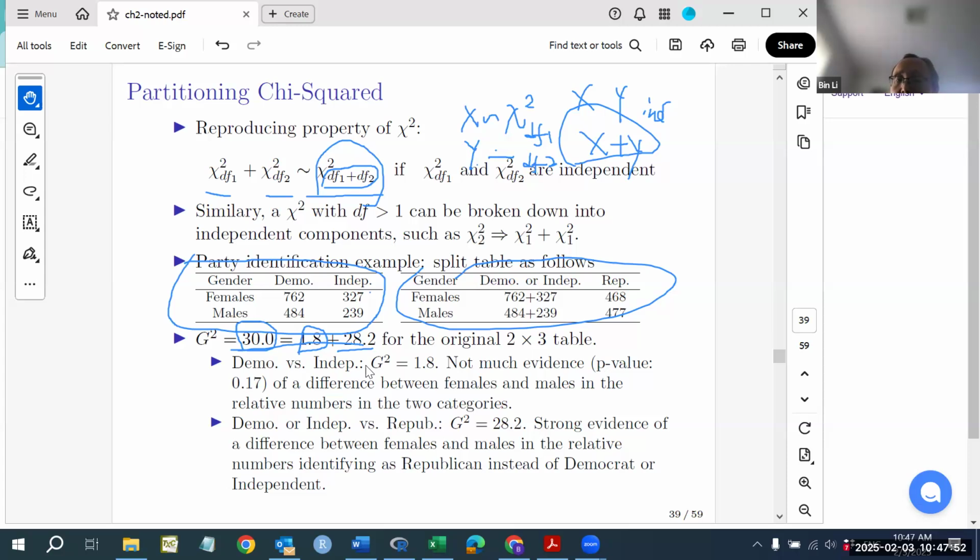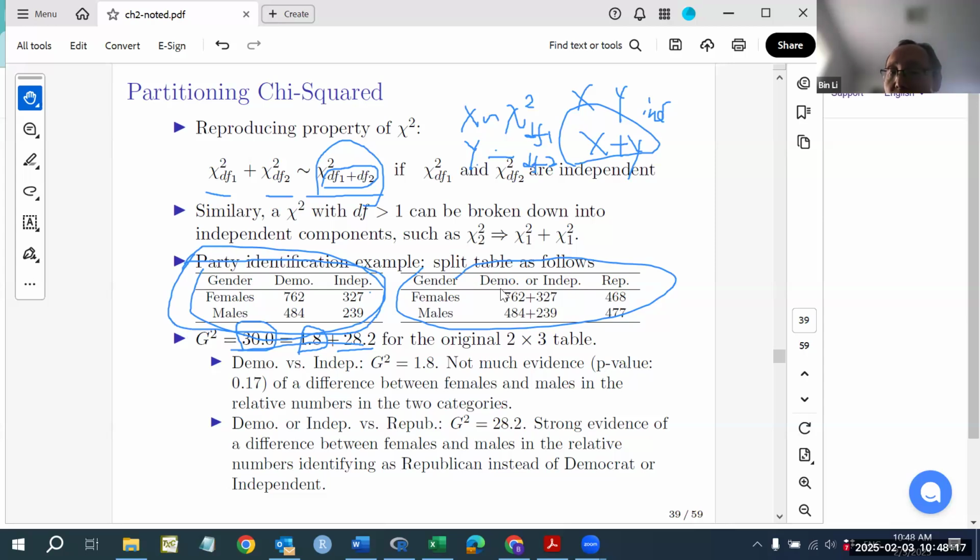So what does this tell us? You may ask why we need to do that partition. This also tells us something. Since in this table it's 1.8, that means we don't have strong evidence of a difference between male and female among the Democratic and Independent.